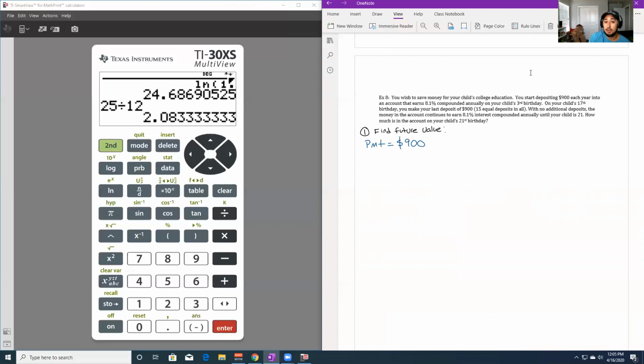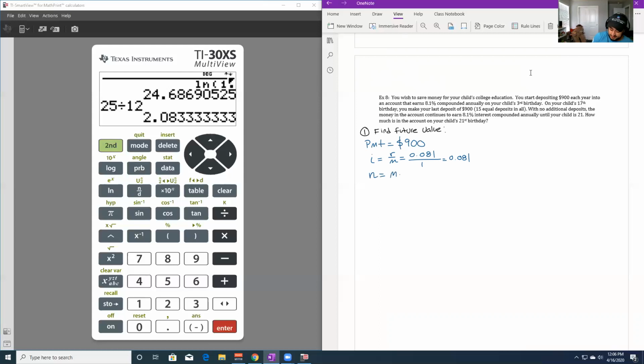And then it says we are getting an interest rate of 8.1% compounded annually. So they're giving us I. I is R over M, and our rate is 0.081 over our compoundings annually, which is just 1. So this just stays 0.081. Then we want to solve for n next.